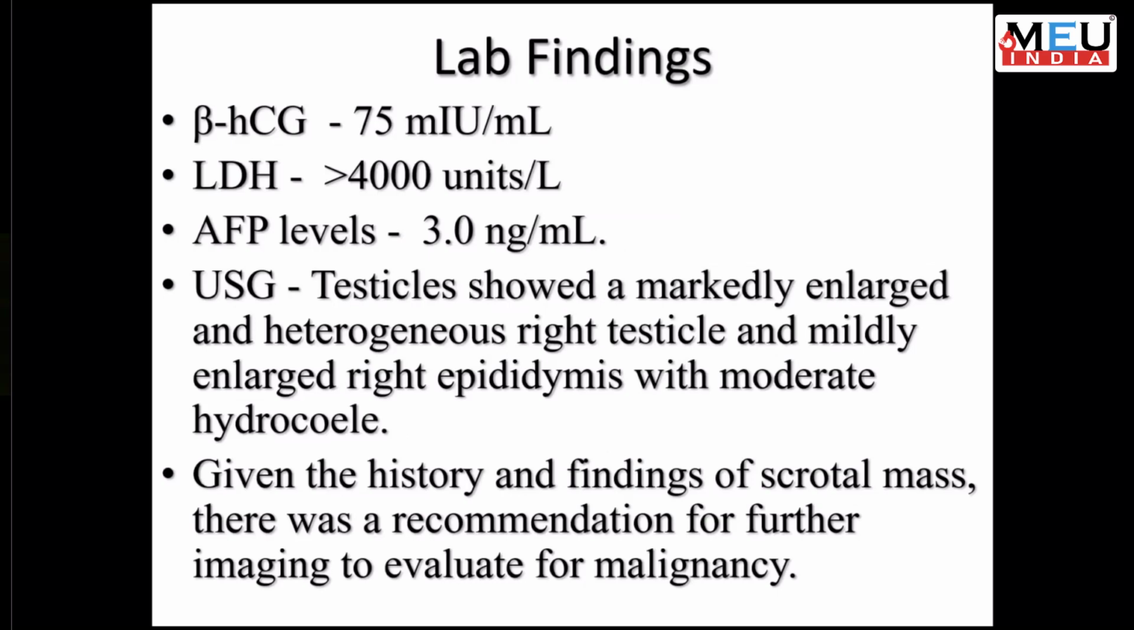Lab findings: beta HCG 75 milli-international units per ml. LDH level is elevated, more than 4,000 units per liter. Alpha-fetoprotein 3 nanogram per ml. Ultrasound showed a markedly enlarged and heterogeneous right testicle and a mildly enlarged right epididymis with a moderate hydrocele. Given the history and findings of a testicular mass, there was a recommendation for further imaging to evaluate for malignancy because of the lab findings and other associated findings.